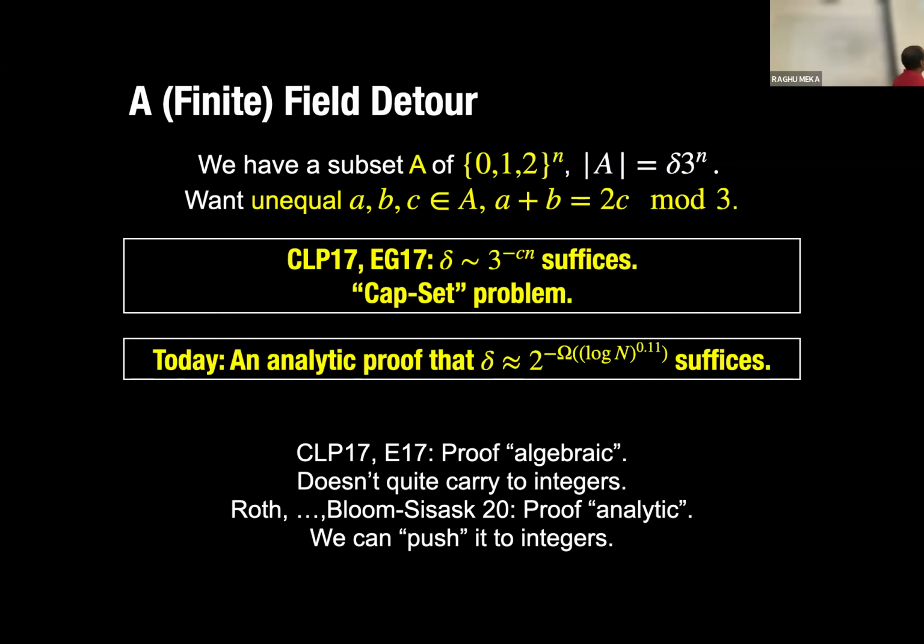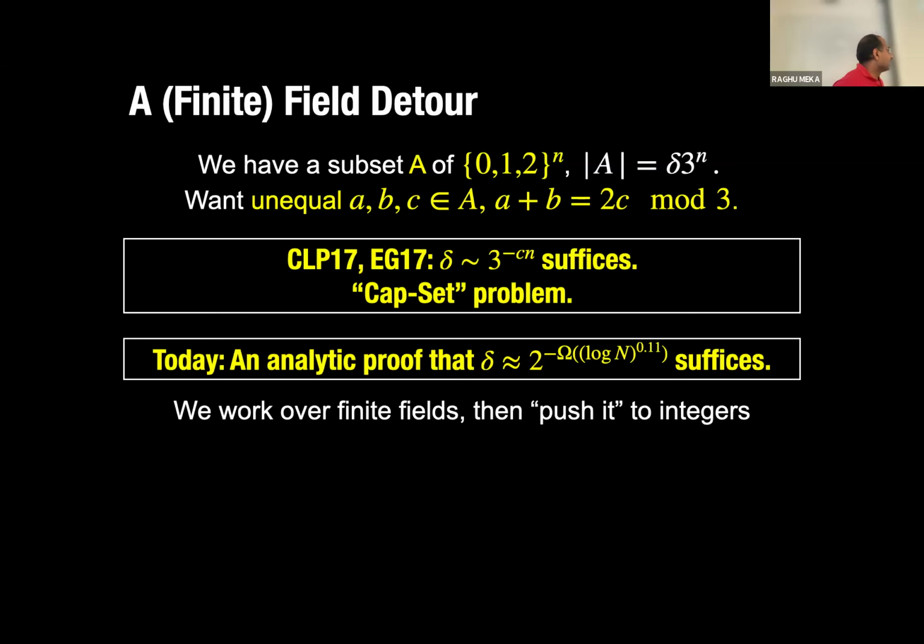So today I want to sketch an analytic proof over finite fields that this kind of density suffices, okay? What does this mean? Any set with roughly 2 to the minus (log n) to the 0.11 density, which is like a 1/9 power, fraction of the elements, will contain a 3-term arithmetic progression, right? As I said, this is weaker than what you saw in the last lecture, but the proof method can actually be made to work over integers. So that's the gain, all right?